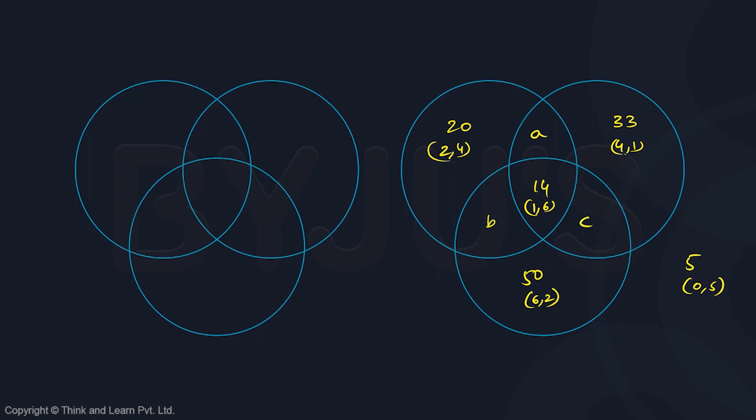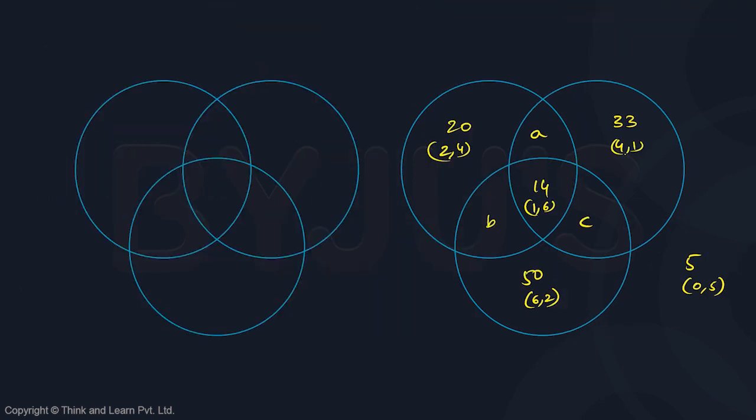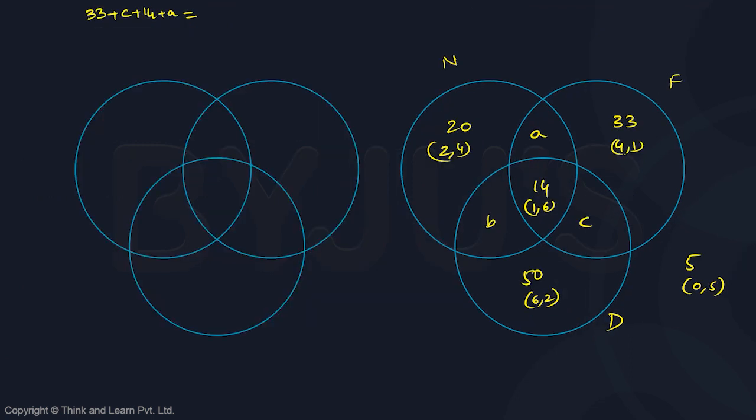How do we get your A, B and C values? So now we will use this part of the statement. The number of people who voted for Nadal is greater than those who voted for Federer by 1. So this is my Nadal, Federer and Djokovic. So if I total up, Federer will be 33 plus C plus 14 plus A should be equal to, I think Nadal is, the number of people who voted for Nadal is greater than those who voted for Federer by 1. So Federer plus 1 should be equal to Nadal.